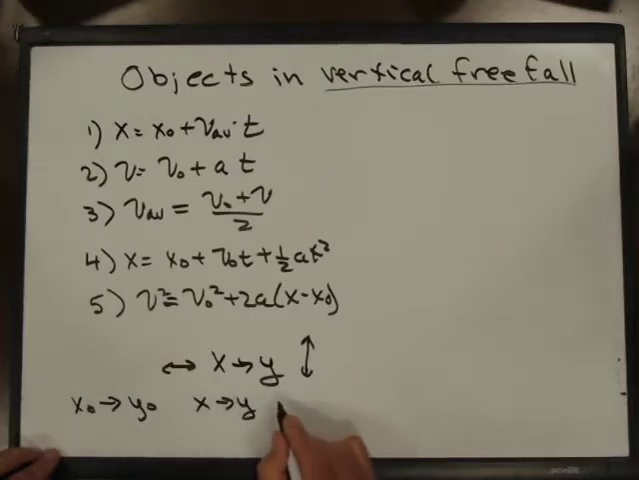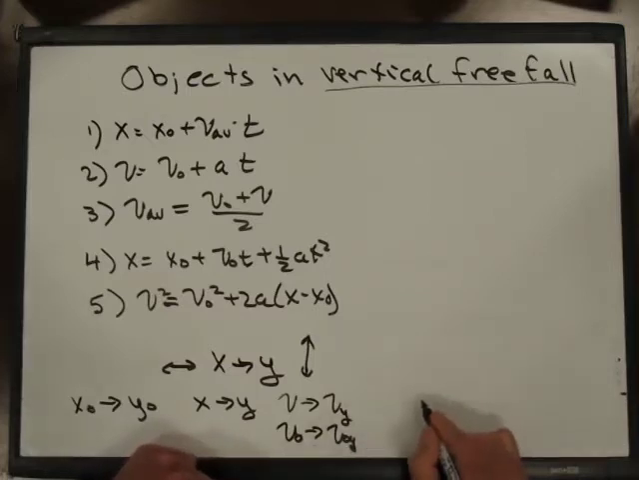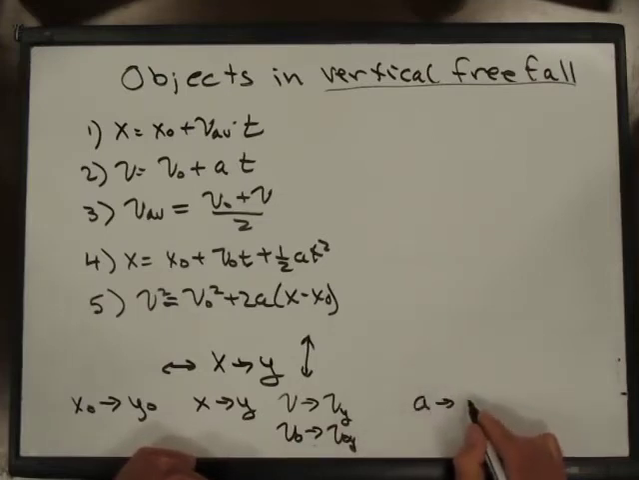And then we're going to replace v with v sub y, so that we know we're talking about the y direction. And then replace v naught with v naught y. And finally, we're going to replace the acceleration with the acceleration of gravity, which is minus 9.8 meters per second squared.